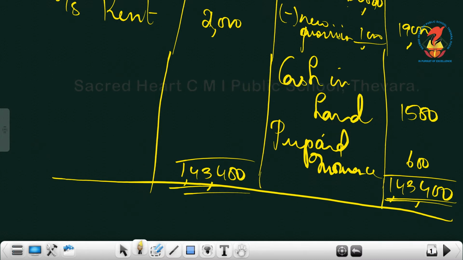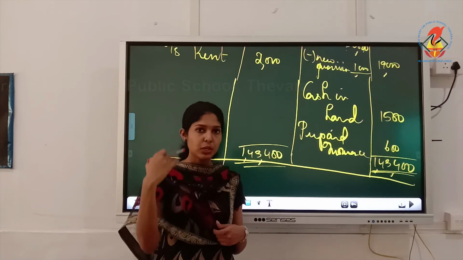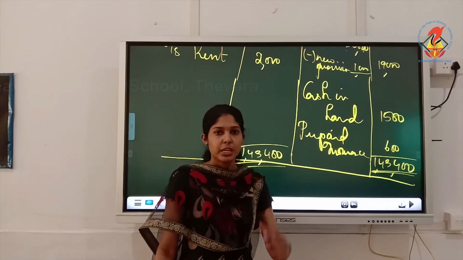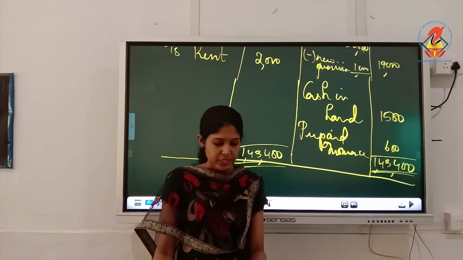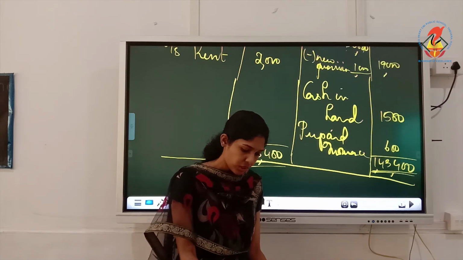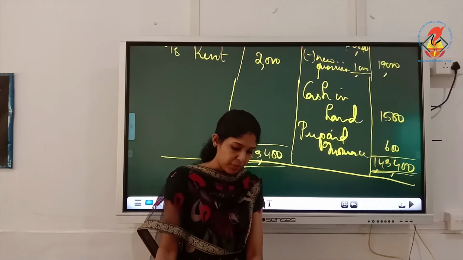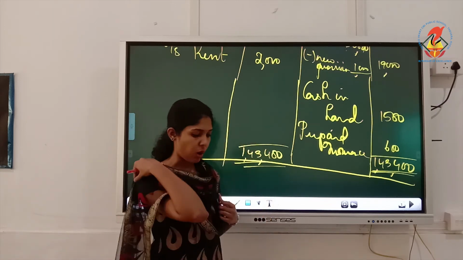If you follow this order, meaning first you look into the trial balance, then go through the adjustments once again, you won't miss any item. Automatically the balance sheet will tally. Now we will work out practical problem number 9, which is on page number 19.71.